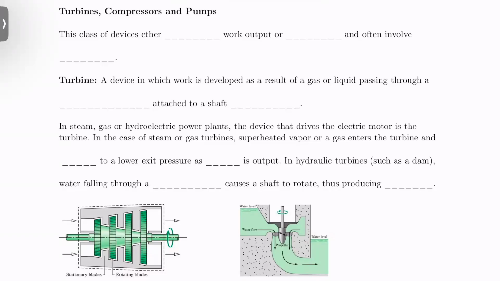Okay. All right. So we talked about nozzles and diffusers. Now we're going to talk about turbines, compressors, and pumps. And so this is a class of devices that either generate work output or require work input. And they all often involve rotating shafts.